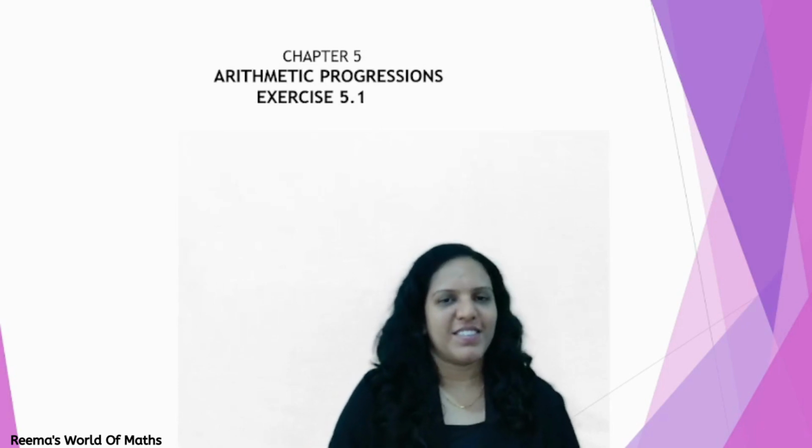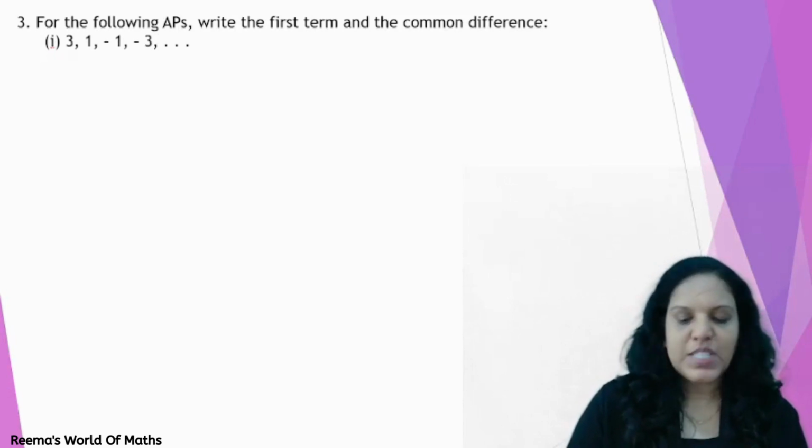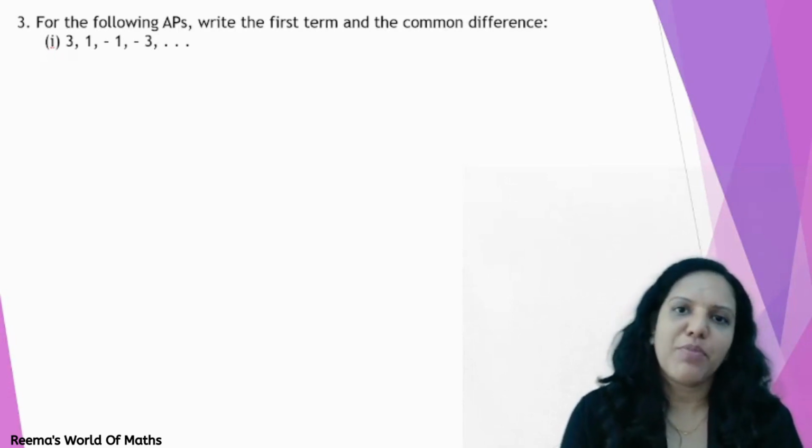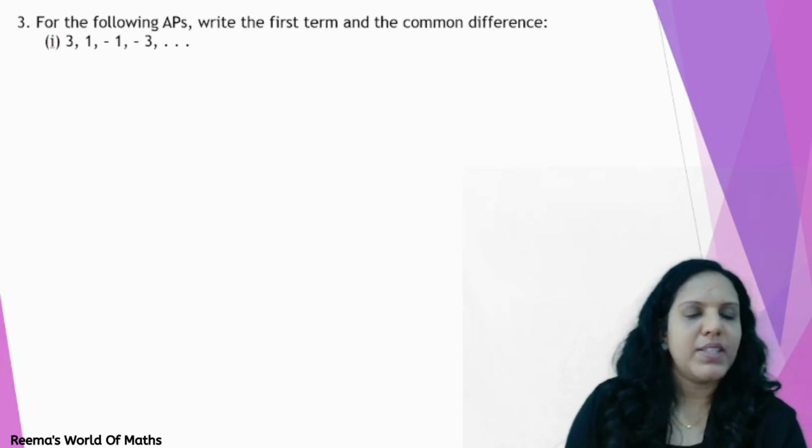So let's start. For the following APs, write the first term and the common difference. This is exercise number 5.1, question number 3. The first one is 3, 1, minus 1 and minus 3.